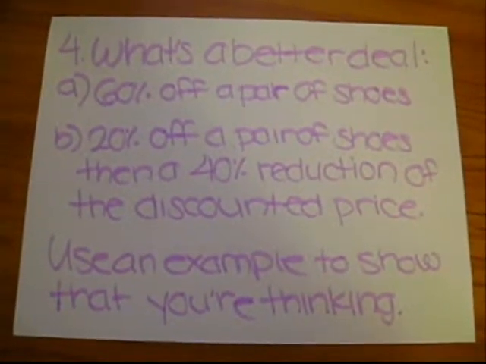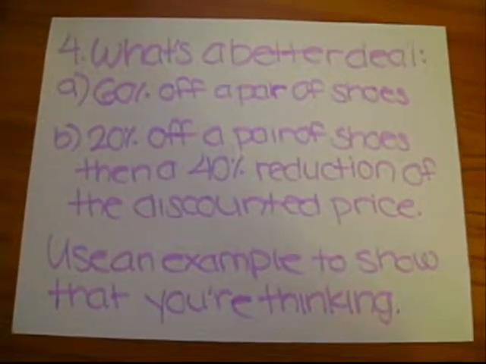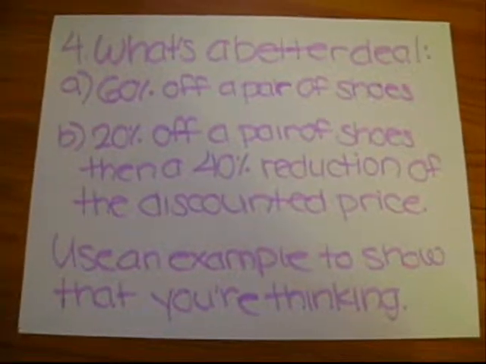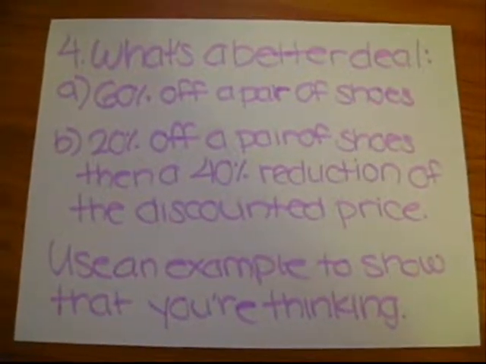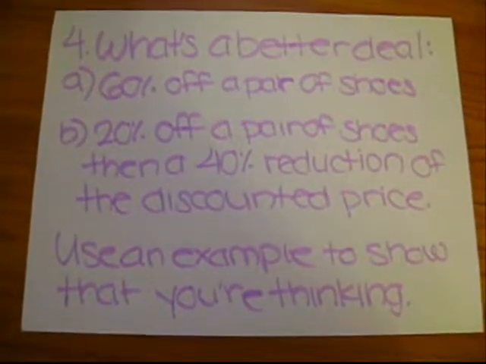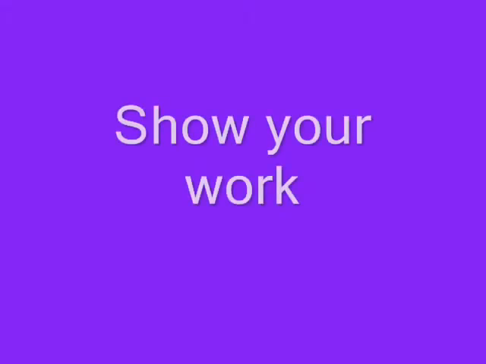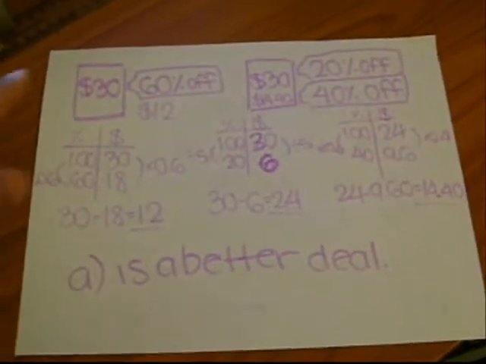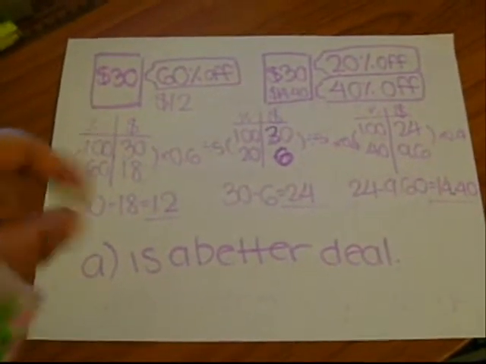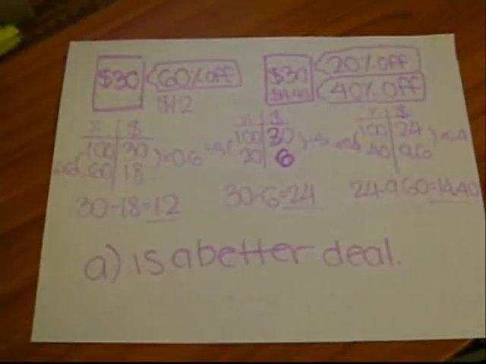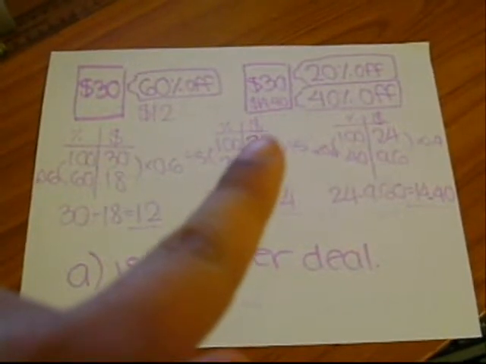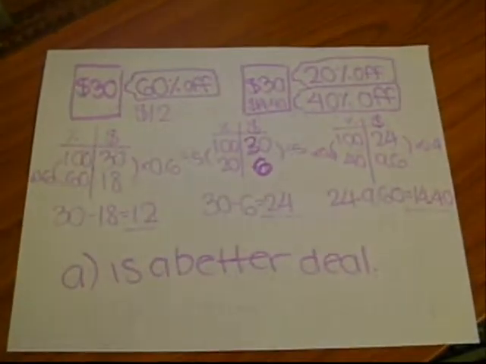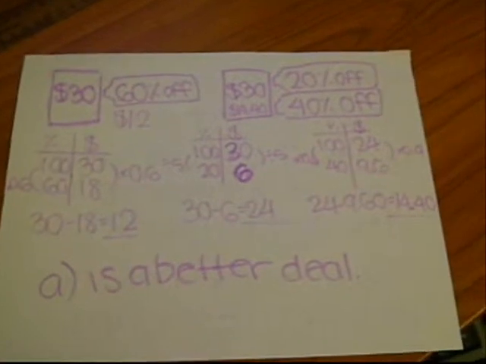What's a better deal? A. 60% off a pair of shoes, or B. 20% off a pair of shoes, then a 40% reduction of the discounted price. Use an example to show your thinking. This is a box of shoes that costs $30 and is 60% off. This is another box of shoes that costs $30 and is 20% off and is then 40% off.